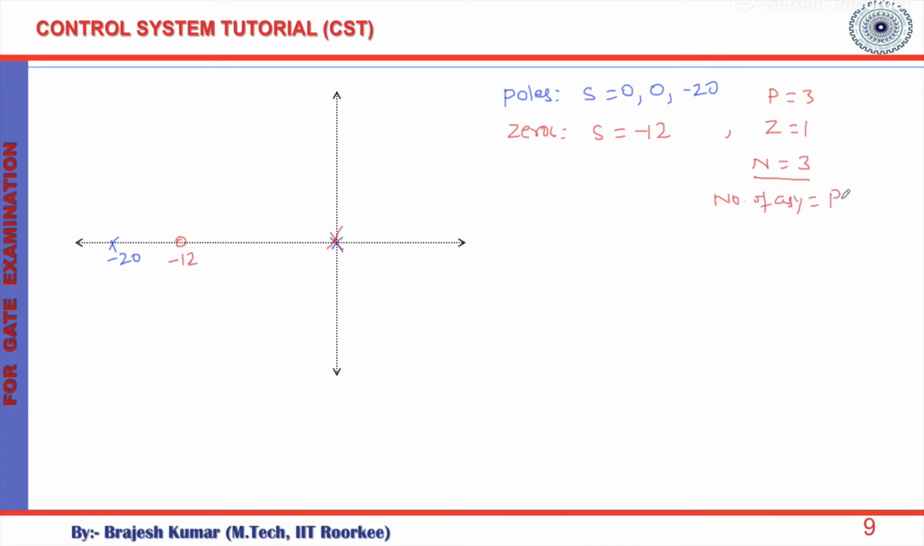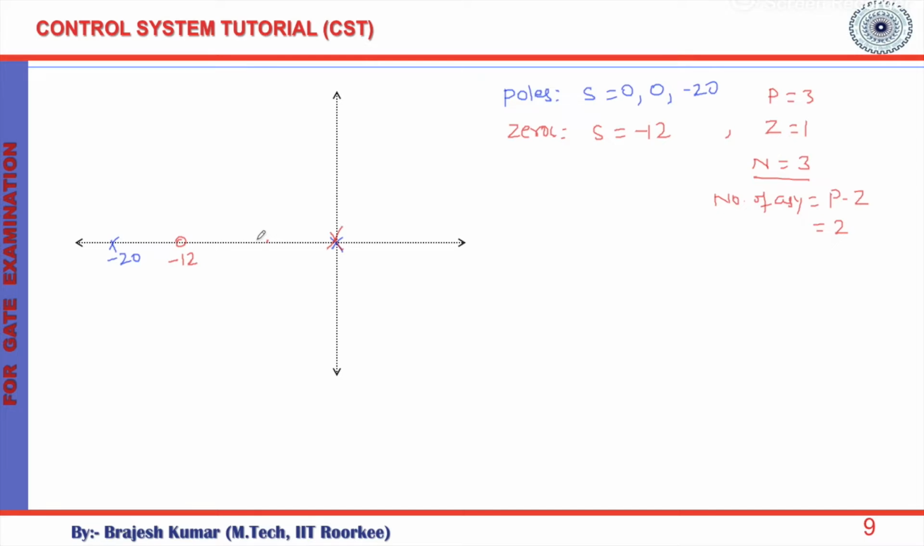Number of asymptotes will be p minus z. Clear? So the difference between the maximum one and the minimum one will be equal to 2. When we try to find out the angle of asymptotes, we find that one is 90 degrees and another one is like that. So corresponding asymptotes will be at 90 degrees and 270 degrees. Clear?